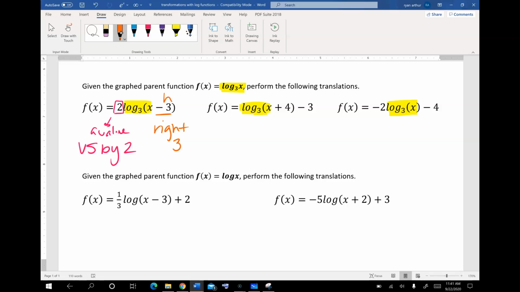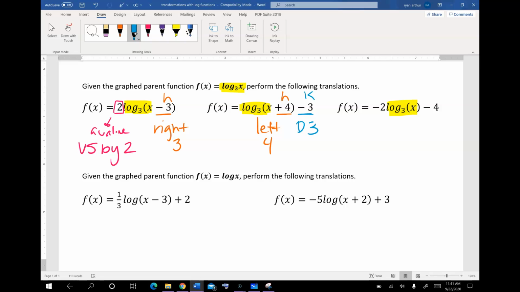All right, let's move on. There's no a or a negative, so let's keep going. We have a positive h value. That means we're going to go to the left 4. And then a minus 3 on the end is your k value, which means we went down 3.